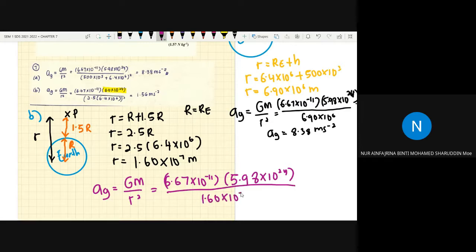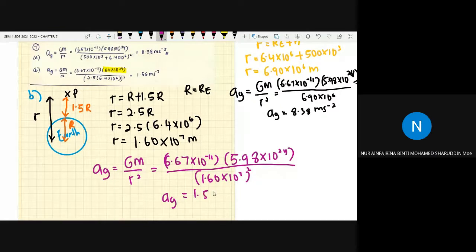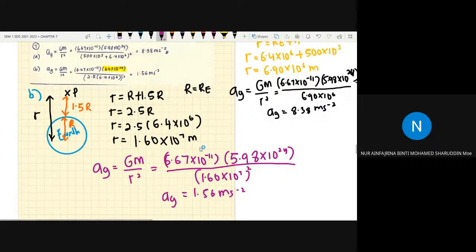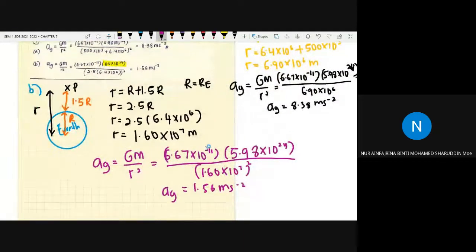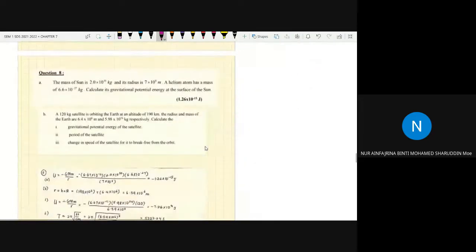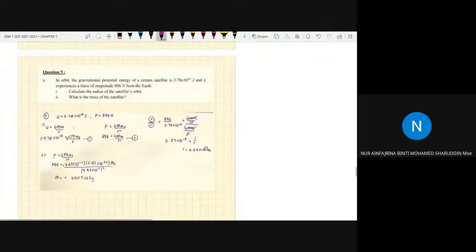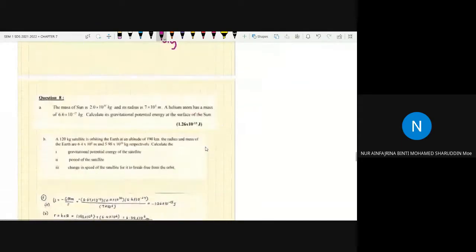Okay, no problem. What did you use? 6. 6, no problem. So you will get around 1.56, 1.52, no problem. Okay, alright. So this is for number 7. Okay, let's proceed. Does anyone want to copy? Or are you okay, just checking? Just checking. All okay. Okay, Miss will continue.